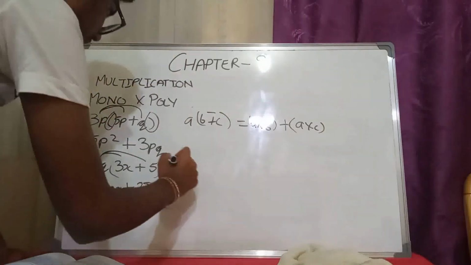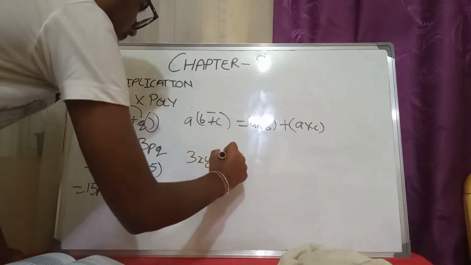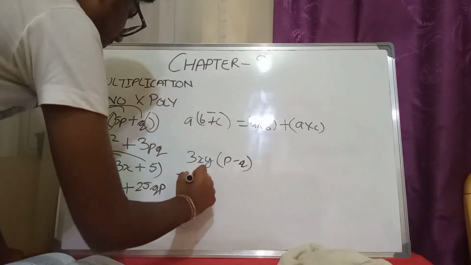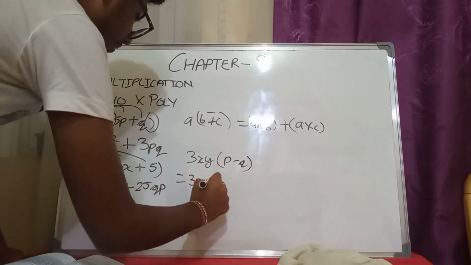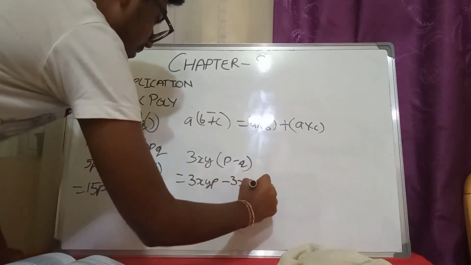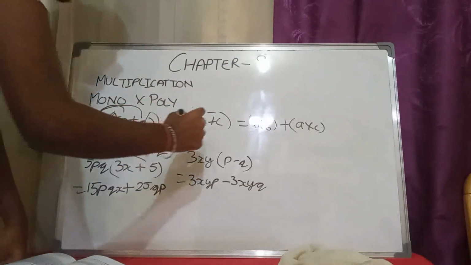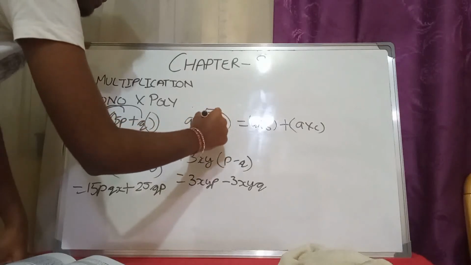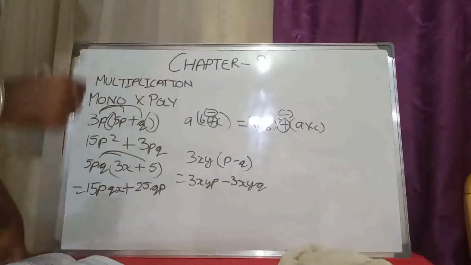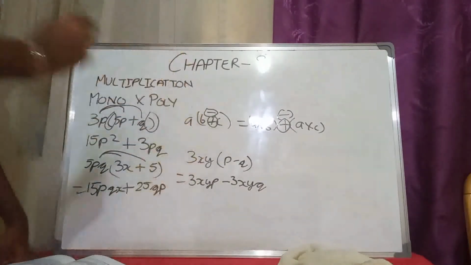If this is minus, we'll do minus. For an example, now we will see if we take 3xy in bracket (p minus q). So we will get 3xyp minus 3xyq. This is the answer. So if it is minus or addition, whatever it is, the sign stays. This is nothing more than a distributive property. So for opening the brackets, that's the main thing I have to do.